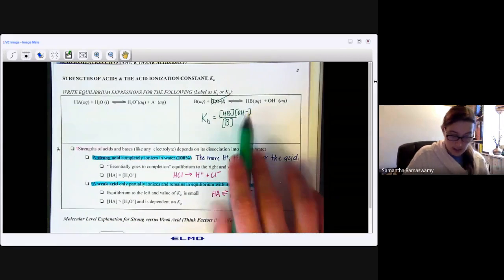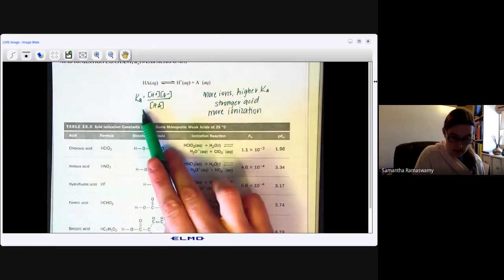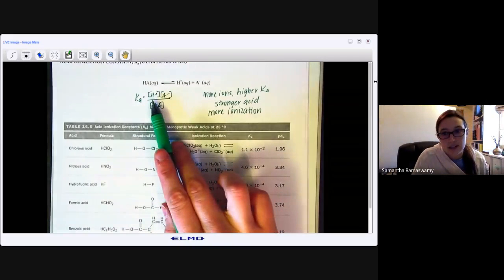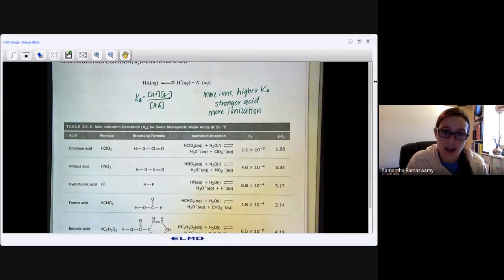So Kb, lowercase b, means you should see hydroxide somewhere in the expression. Ka means you should see H+ in the expression. That's the only difference. Ka is for an acid, Kb is for a base.